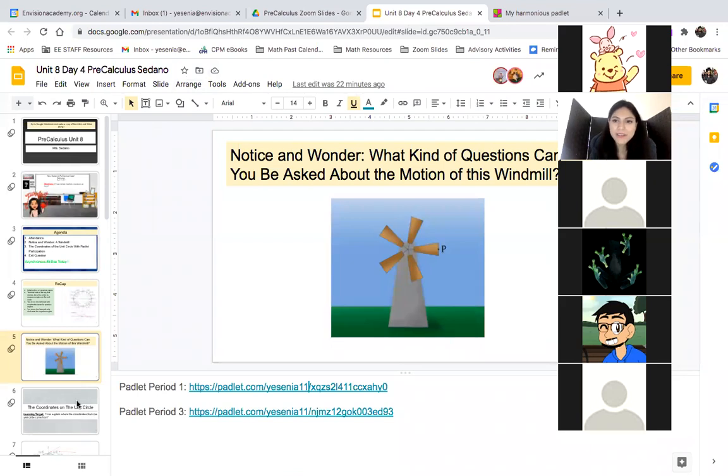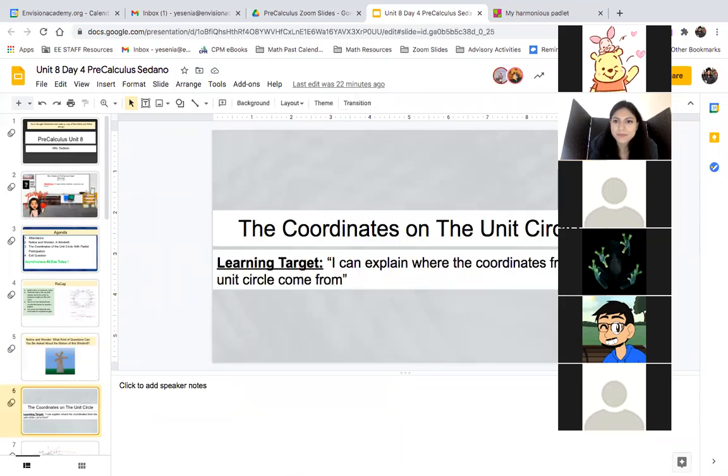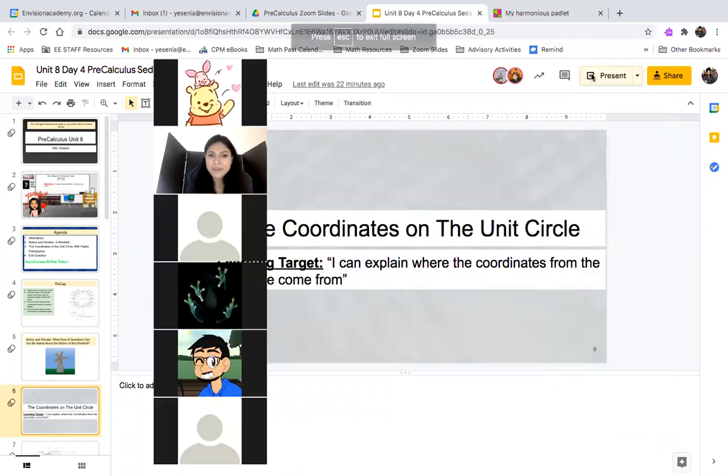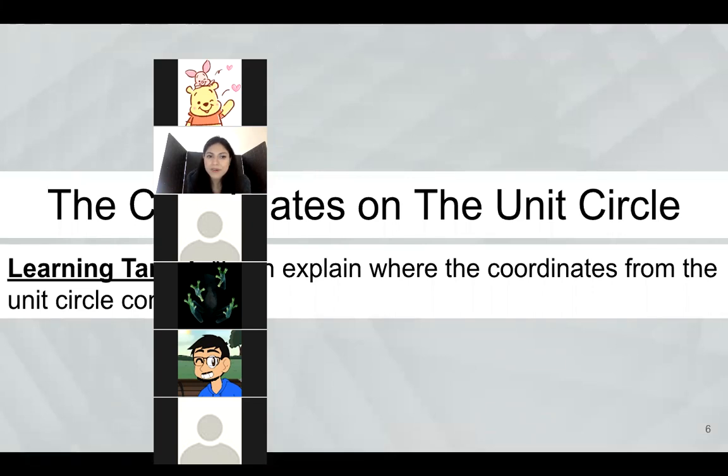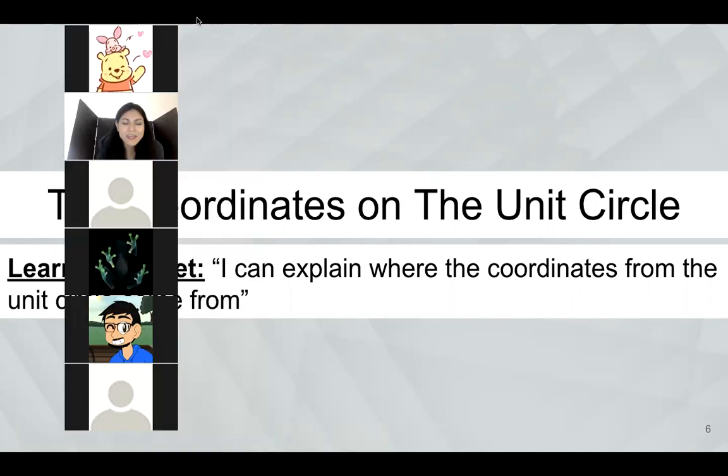And I am on slide number 6. The coordinates of the unit circle is today's focus. The learning target is I can explain where the coordinates from the unit circle come from, to the best that we can. So we're going to try to understand where those numbers are coming from, and we'll investigate this together. Don't worry, group work will be coming up. I definitely value group work. I think that's where a lot of our learning happens. So stay tuned for group work. I'm looking forward to that.